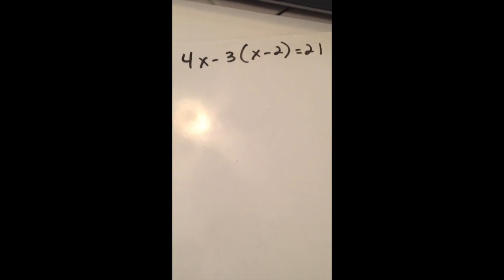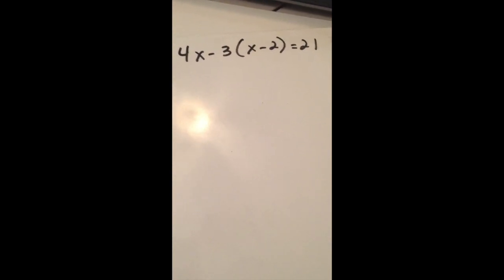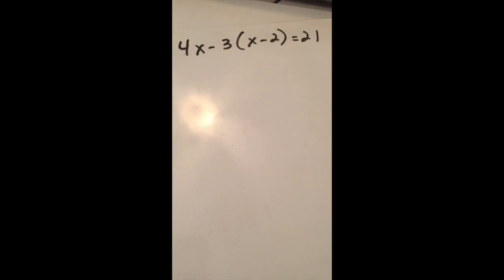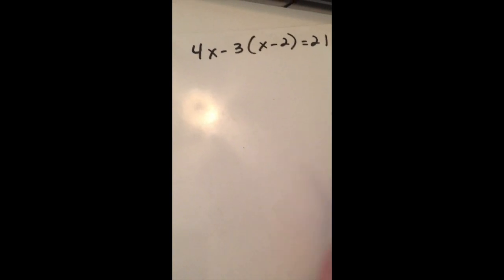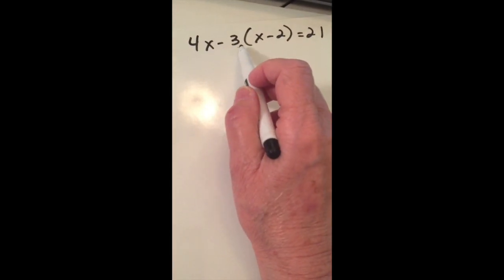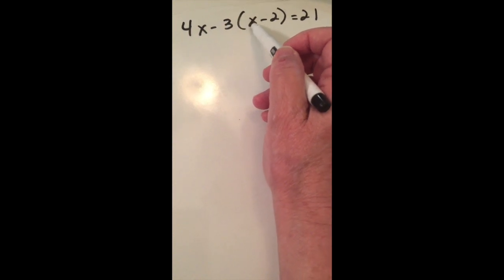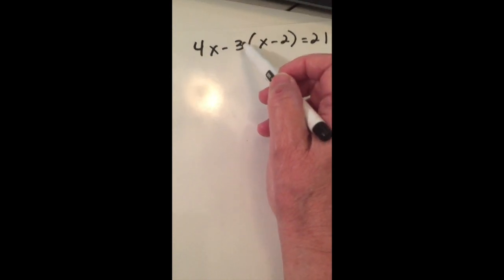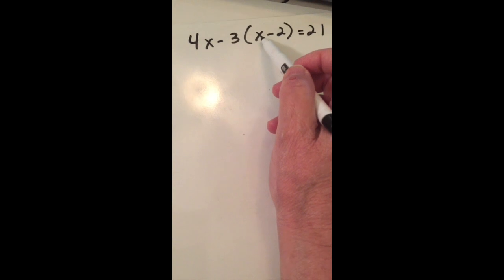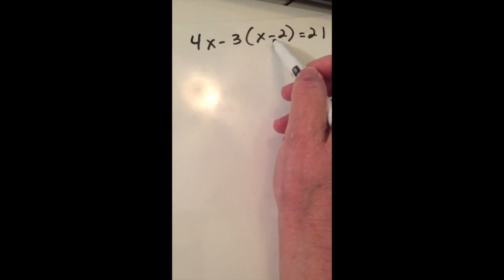Okay, problem number 2. We have 4x minus 3 times x minus 2 equals 21. Okay, now remember that negative goes with the 3. So we're not just distributing 3 to the x and the negative 2. We're distributing negative 3 to the x and the negative 2.